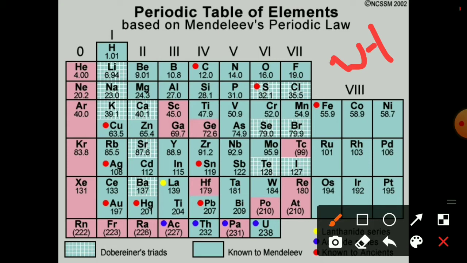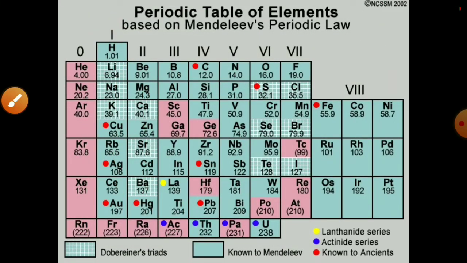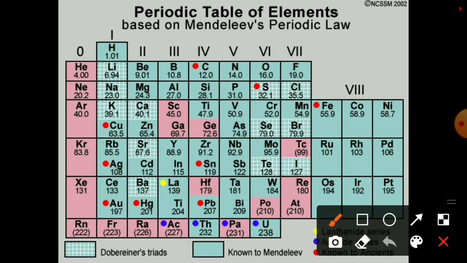Up to Newlands' classification, there were seven groups, which are present in the vertical columns. Those are the groups. That means how many groups did he classify? He classified only seven groups. But according to Mendeleev, on the basis of atomic weight, he classified the elements into eight groups and seven periods.